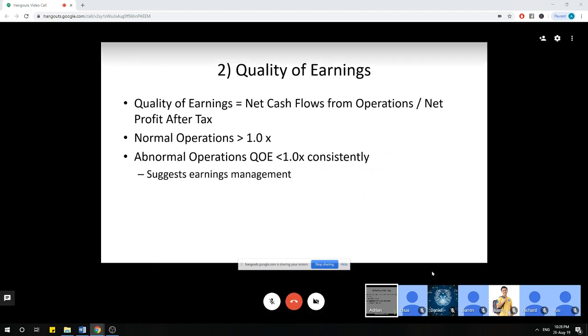But if this case is still manageable, if you understand the company is in a growth stage, but what if the credit of earning falls below one not because of working capital? If the credit of earning falls below one because of all the funny things like other income and other expenses to mark up the net income, then this one you have to be wary and worried about.